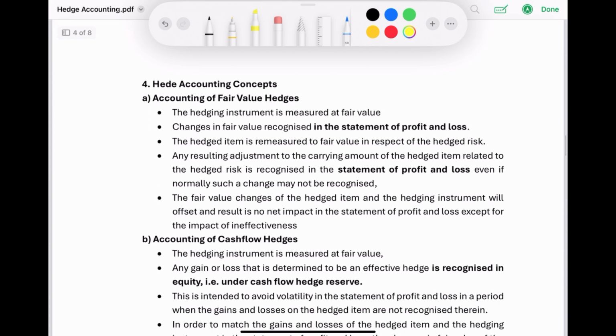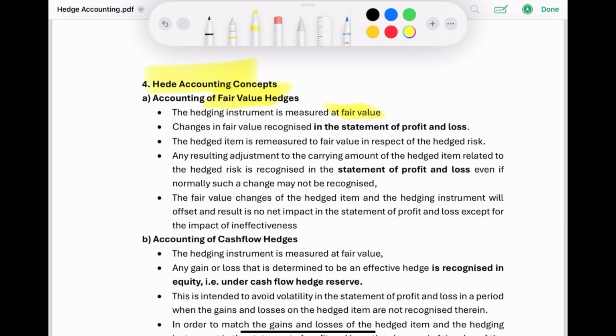Okay, then we'll go through the hedge accounting concepts. So we have to see how the hedge accounting should be followed for each of the 3 types of hedges. First we'll go through how the accounting should be done for the fair value hedges. Here the hedging instrument is measured at fair value. At every accounting period, the hedging instrument needs to be measured at the fair value.